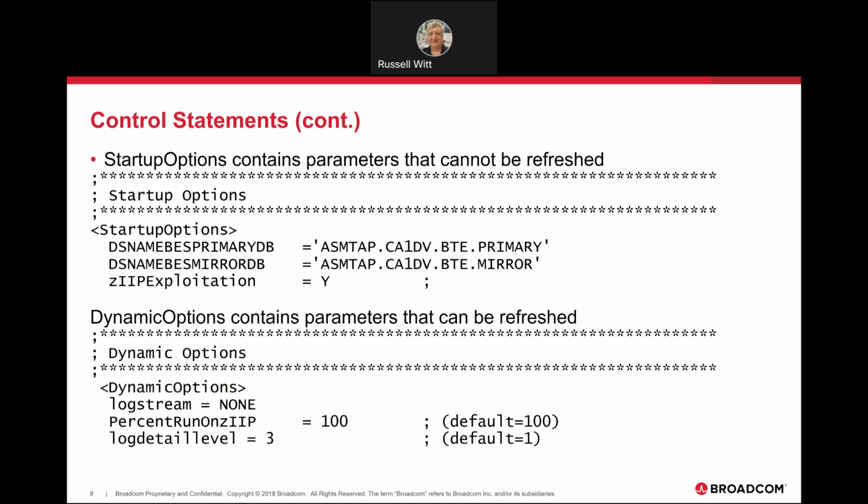Here I've got log stream set to none. I'm not doing any logging. So the log detail level, while I have it set to 3, is immaterial because I'm not logging anything. And finally, the percentage that runs on the zip. Again, the default is 100%, but you can have that less if you want to save your zips for other applications.